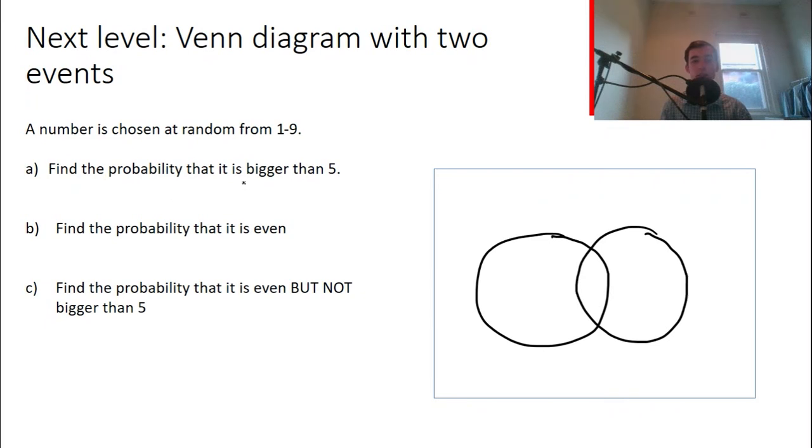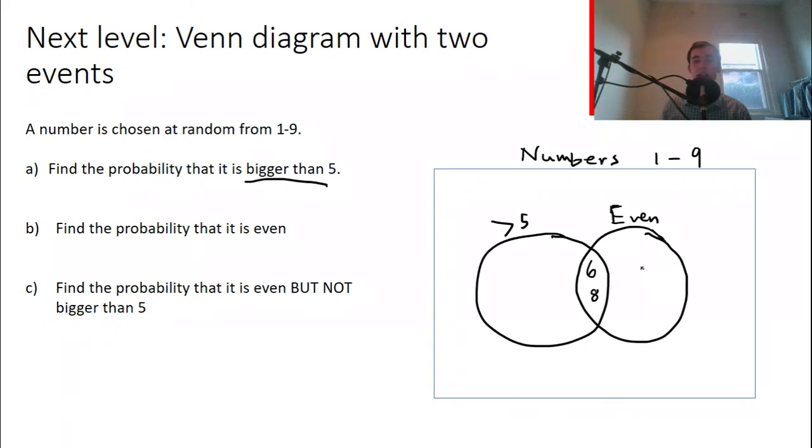Okay, so let's make 2 events. One of them is bigger than 5, and the other one is even. So we'll call out 2 events, bigger than 5 and even, and the numbers in the sample space are from 1 to 9. Now we just need to put them in the right section. Now, first of all, are there any numbers that are bigger than 5 and also even? So let's do the middle section first. It's always best to do the middle section first because it's easiest. So bigger than 5 and even, that'll be the number 6 and the number 8.